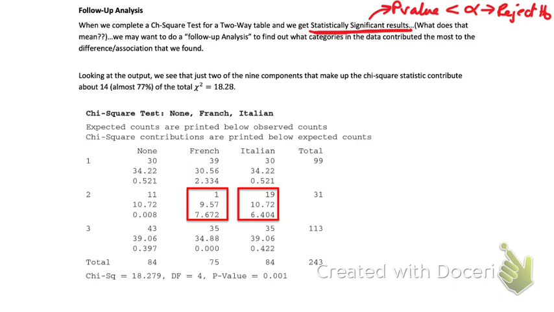All right. So, again, if we get a statistically significant result, we've rejected the null hypothesis, we've said the alternative is true, and we now believe that there is in fact an association, or there is in fact a difference in the two different populations, we may want to know, what is that difference? Like, where is the difference? Like, what is the association? How are they associated? So, we can do a follow-up analysis.